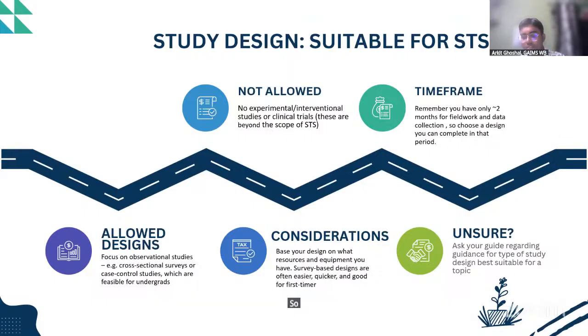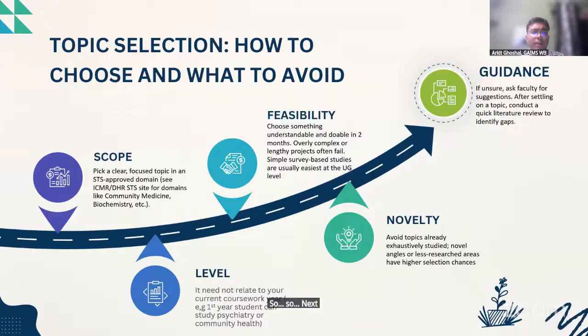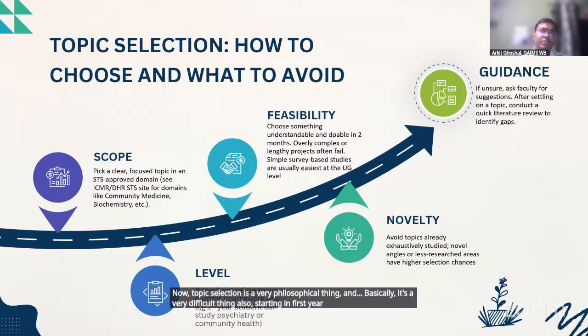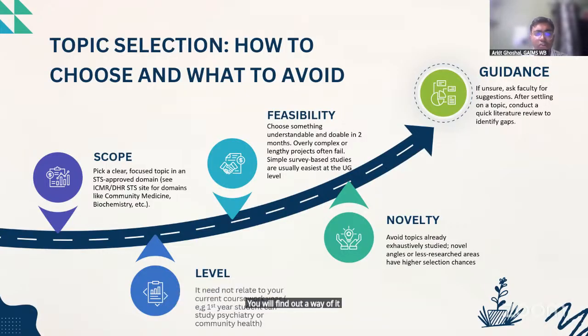So the next thing coming up is what should be your topic and how to go about it. Now, topic selection is a very philosophical thing, and it's also a very difficult thing. Starting in first year or second year as a medical student, you have to select a topic when you don't know about research, and it's going to be very difficult. But you will find a way. What you can do is there is a list on the ICMR DHR site. Basically, the list includes all the subjects of MBBS.